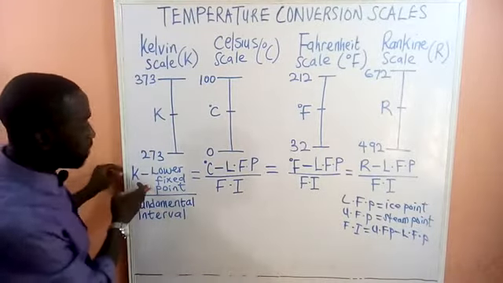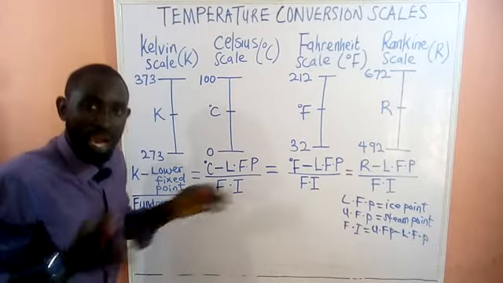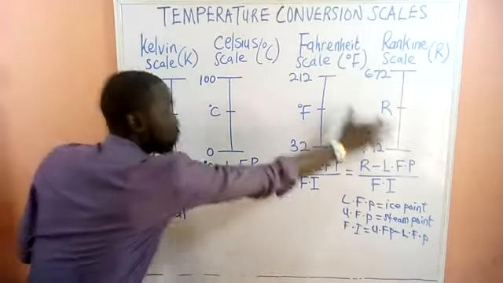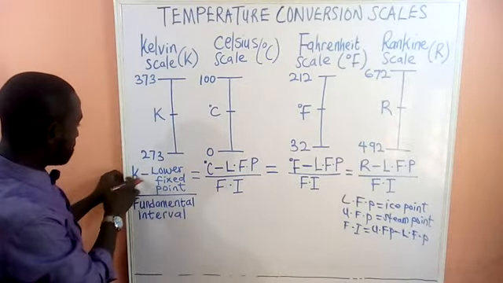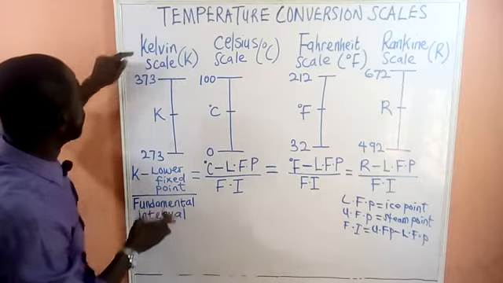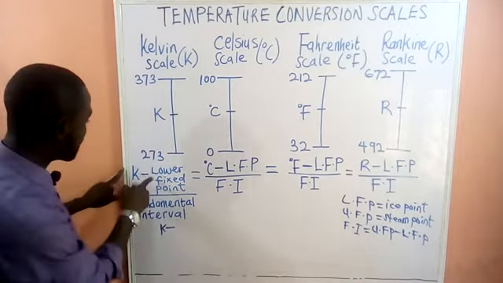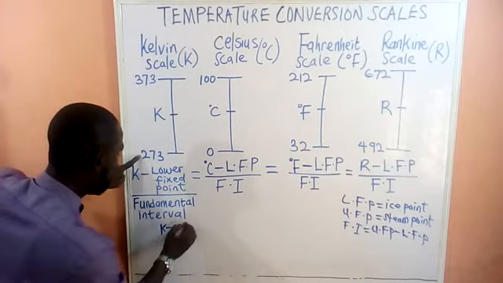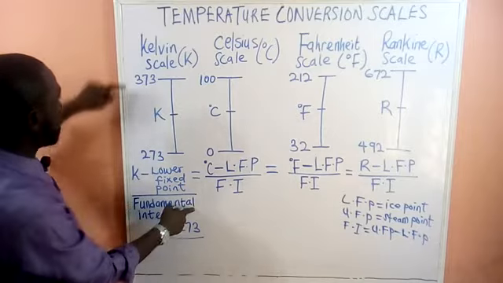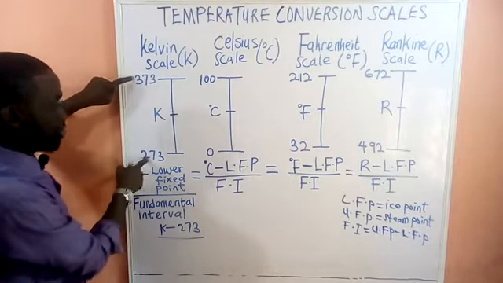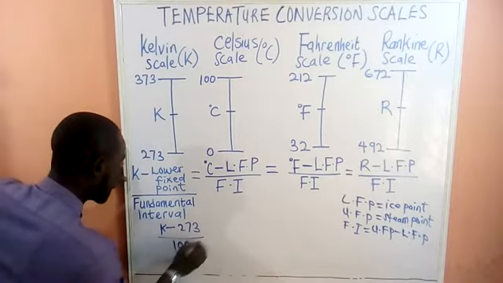Here, the formula that we're going to be using is what we call the similarity property. We compare and contrast these four scales. Look at this. For the first one, the Kelvin scale, we have K minus the lower fixed point, 273, all over the fundamental interval, that is 373 minus 273, and that will give us 100. Class, are you with me?